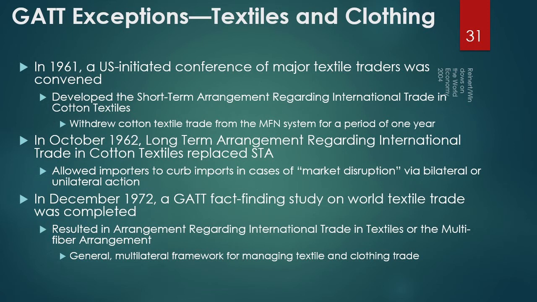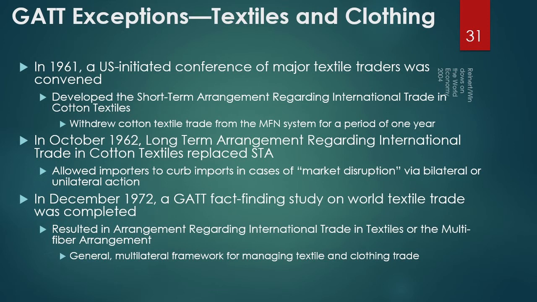In 1961, a U.S.-initiated conference of major textile traders was convened. It developed the short-term arrangement regarding international trade in cotton textiles, and so it withdrew cotton textile trade from the MFN system for a period of 1 year. Then, in October of 1962, the long-term arrangement regarding international trade in cotton textiles replaced the STA, or the short-term arrangement. It allowed importers to curb imports in cases of market disruption via bilateral or unilateral action.